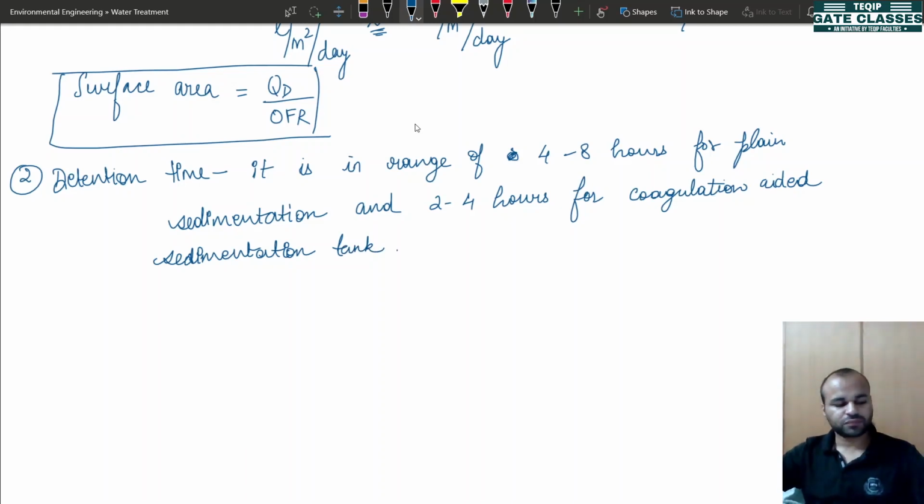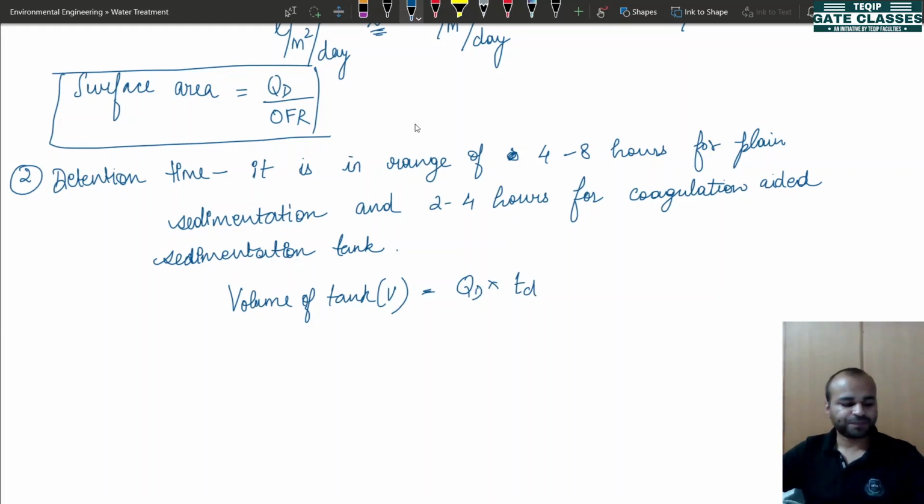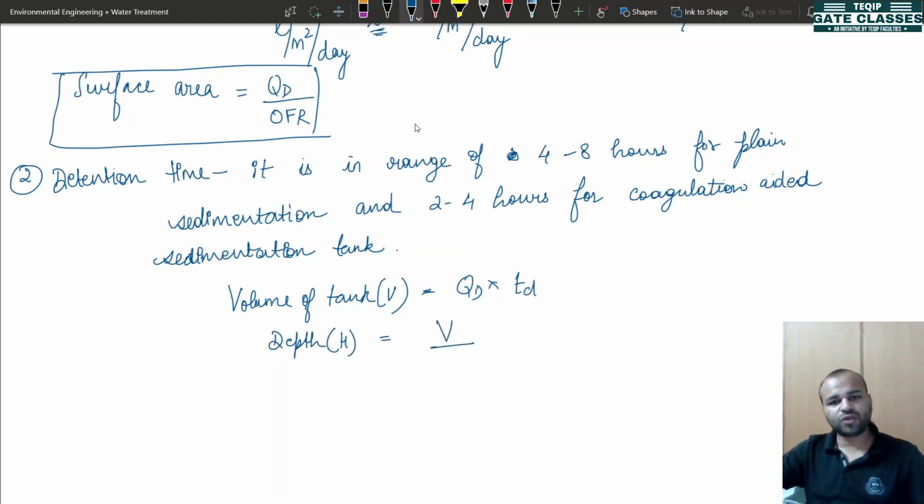Okay, with this value we can find out the volume of tank. Volume of tank capital V can be easily given by the detention time times the design discharge. Okay, and we can also find out the depth of the tank or the depth of the settling zone as volume divided by surface area.